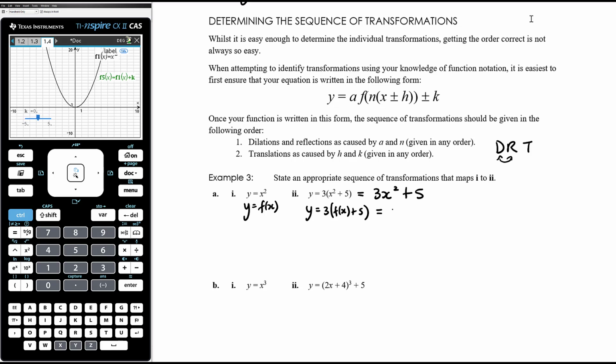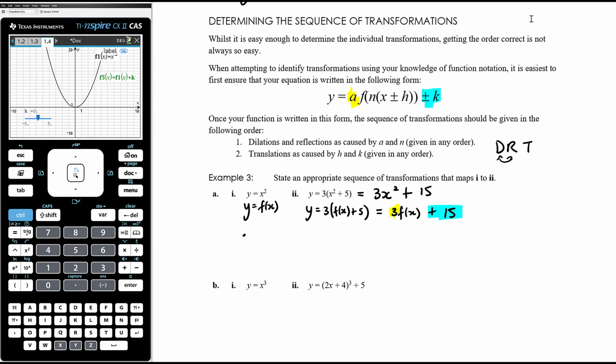And now what we've got is 3 times f of x plus, sorry, it shouldn't be plus 5, I didn't actually expand it, did I? Plus 15. Okay, so now that's your a. That's your a, and that's a k. There's nothing else. There's nothing happening inside the function. There's no n or h.